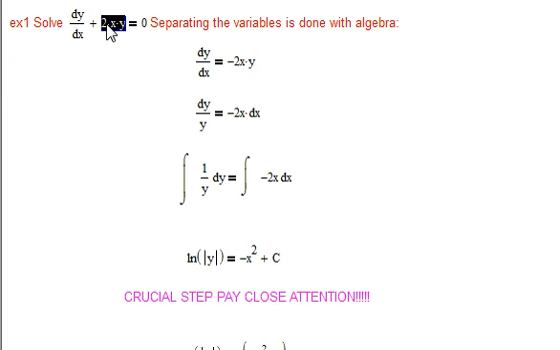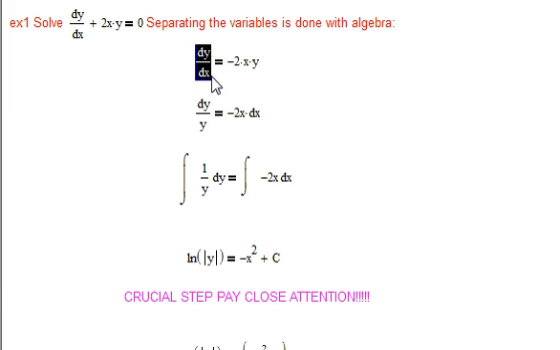First, subtract this from both sides. That shouldn't give you too much trouble. Then divide both sides by y, multiply both sides by dx. That's an interesting benefit of using this notation, because we can actually treat it like algebra and put the dx as a multiplier on the right-hand side.